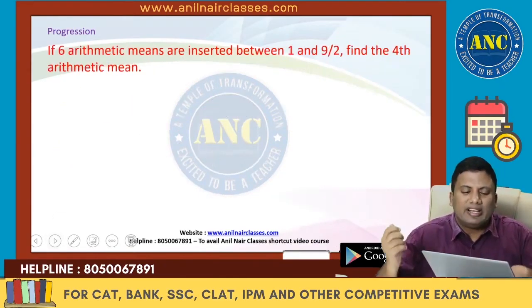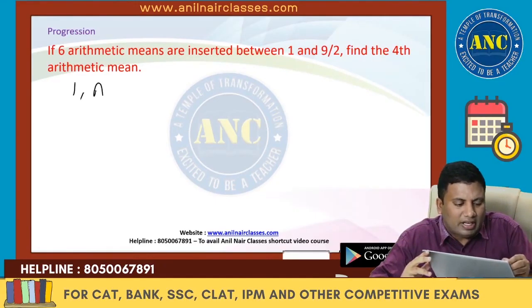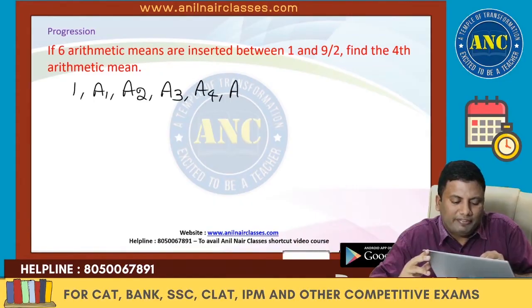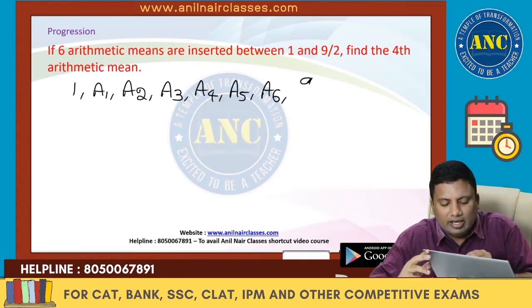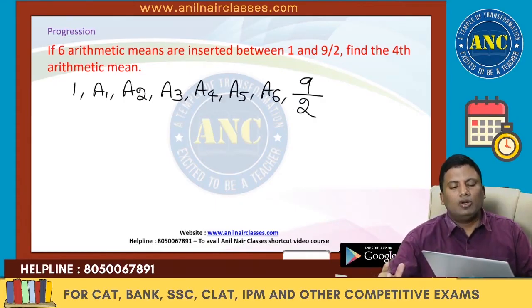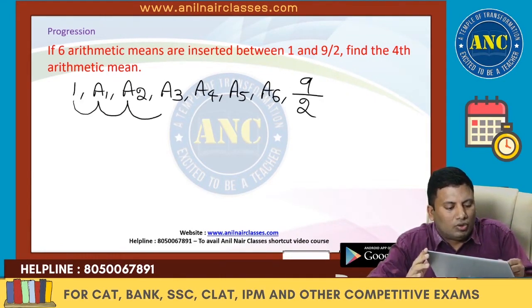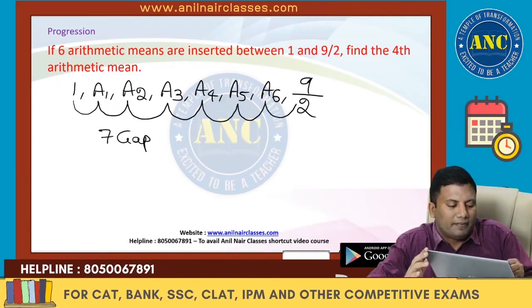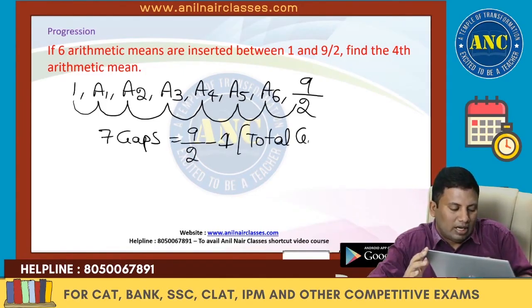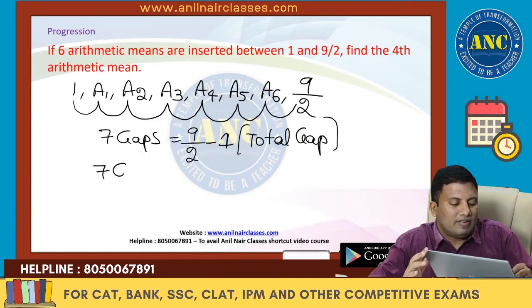Now it is an easy question. If 6 arithmetic means A1, A2, A3, A4, A5, A6 are inserted between 1 and 9 by 2. Now see here, how many gaps are there? 1, 2, 3, 4, 5, 6, 7. There are 7 gaps. The total gap value is 9 by 2 minus 1, so 7 gaps is nothing but 7 by 2.